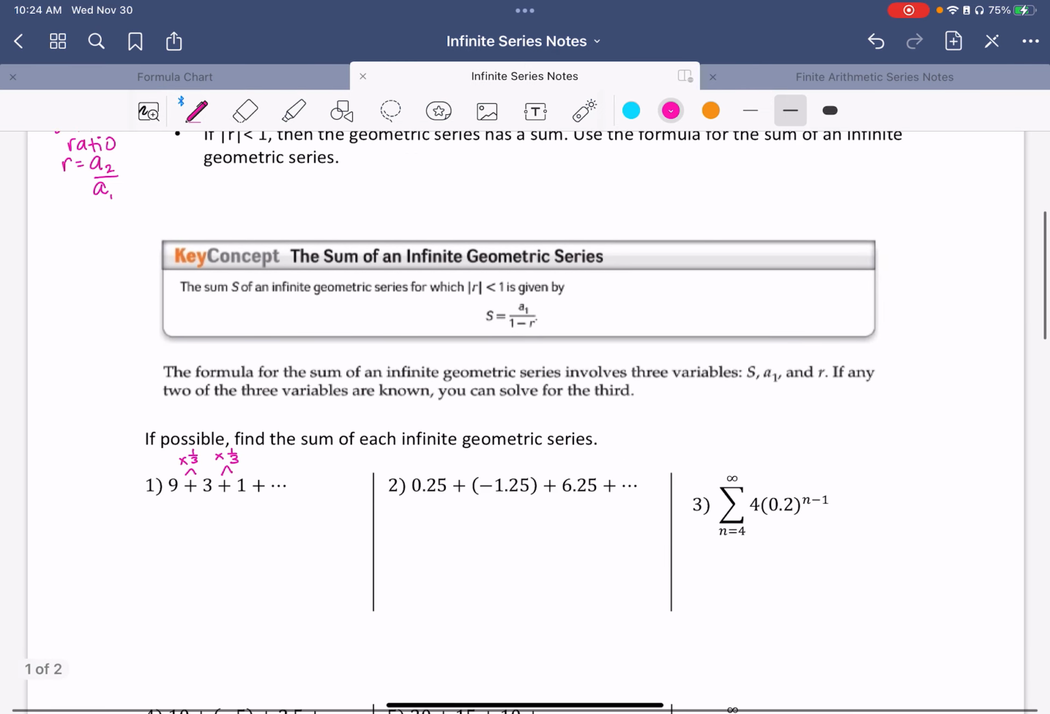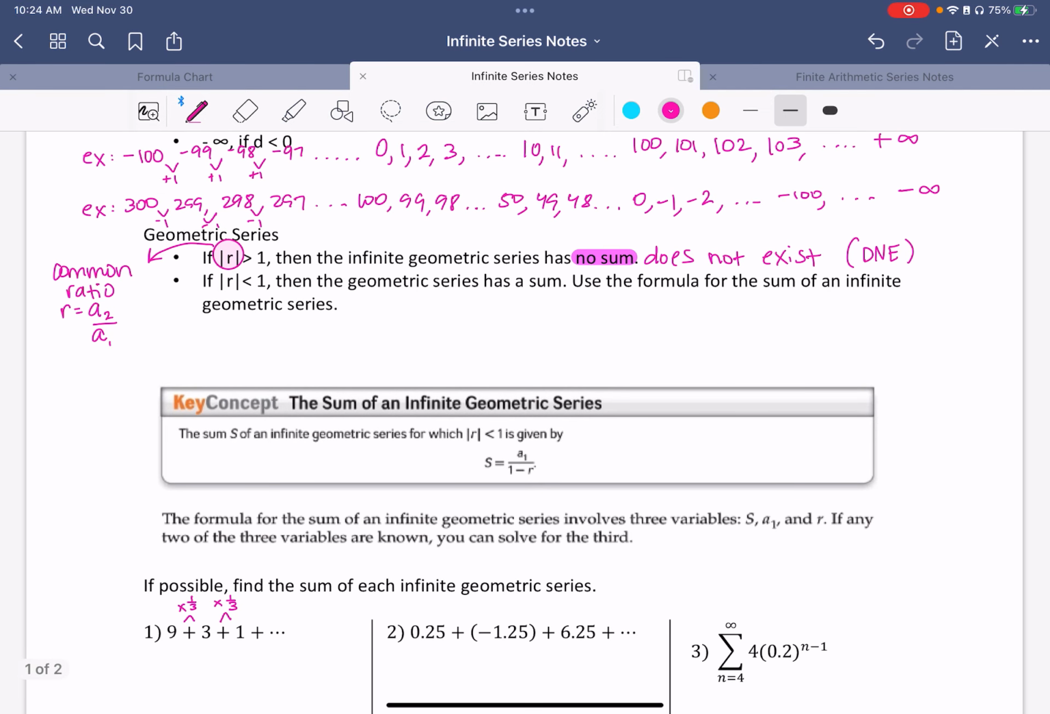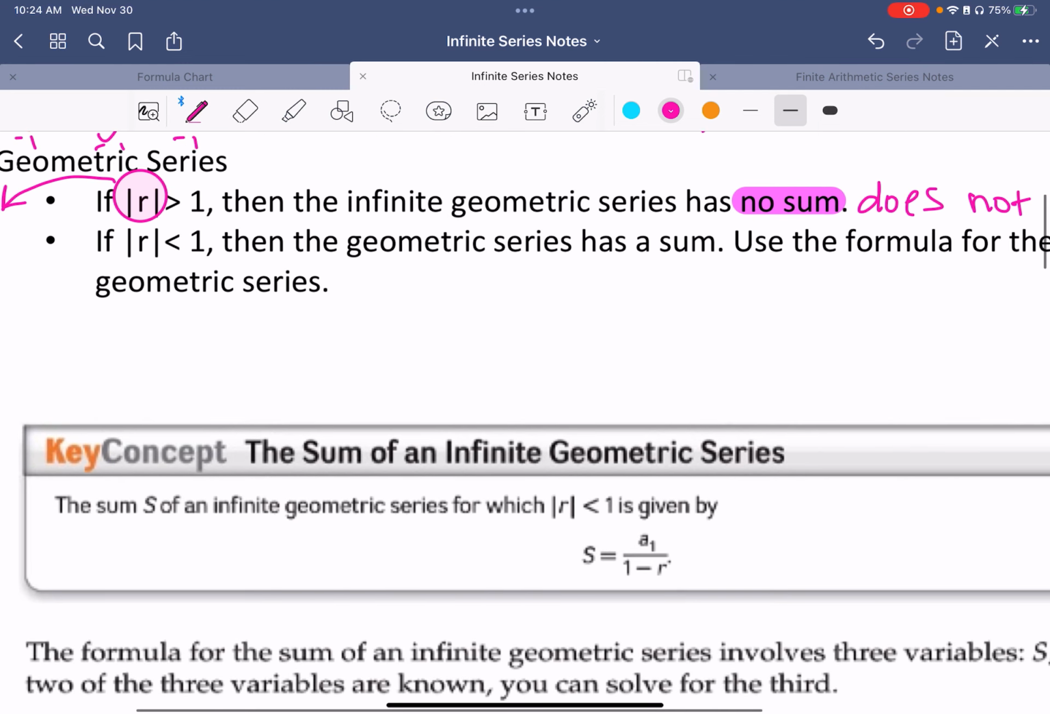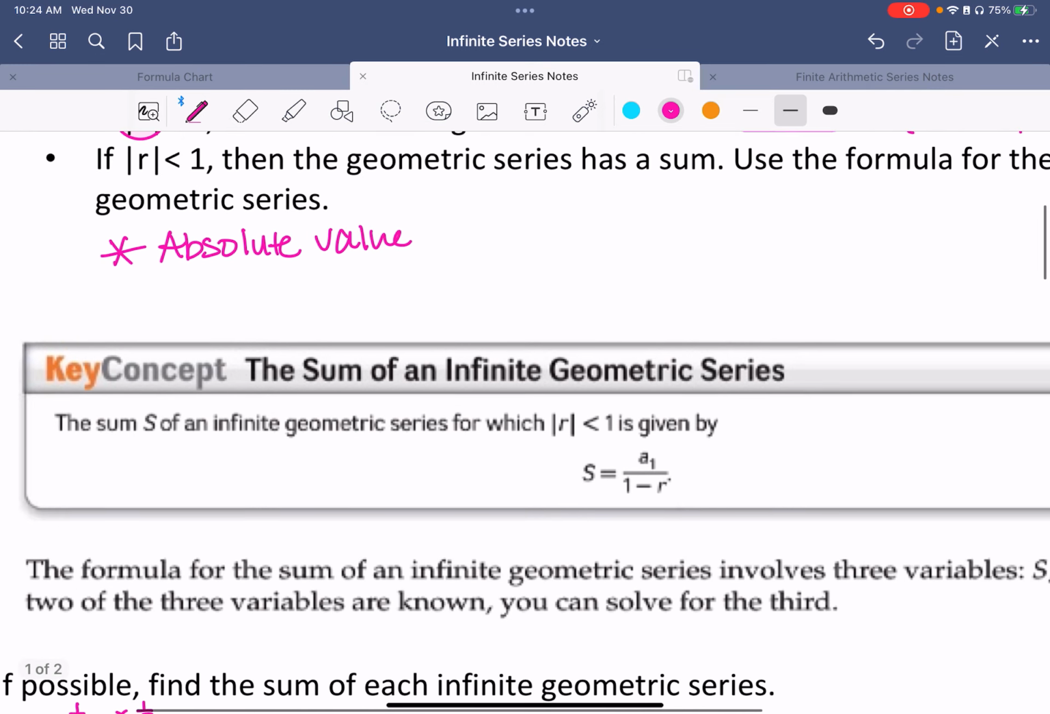Now, oh, I forgot to say something important. So the absolute value, in case you need a refresher, the absolute value makes everything positive.